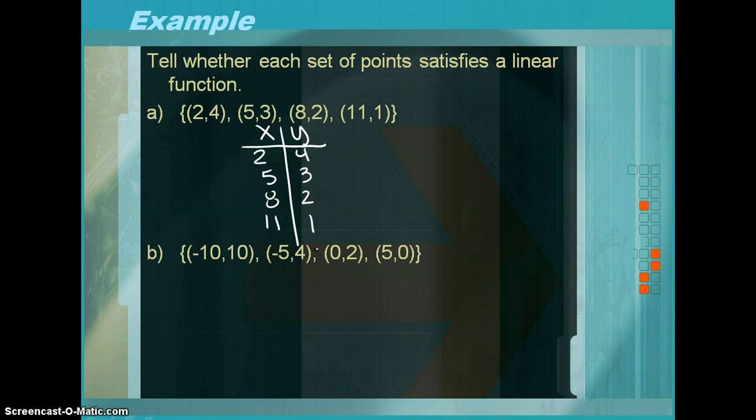Once you've done that, the goal is to see if things are increasing or decreasing at the same rate. So between 2 and 5, it's going to increase by 3, from 5 to 8, again by 3, and then from 8 to 11, it's still by 3. So the next is what's going on with the y. So from 4 to 3, it's changing by a loss of 1, from 3 to 2, a loss of 1, and last but not least, from 2 to 1, it is still a loss of 1. Therefore, this would be considered to satisfy a linear function. So yes, this one's linear.